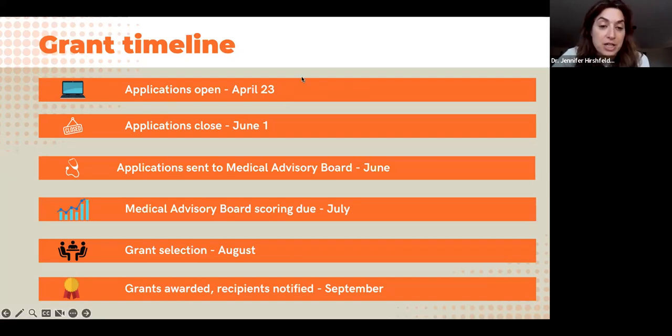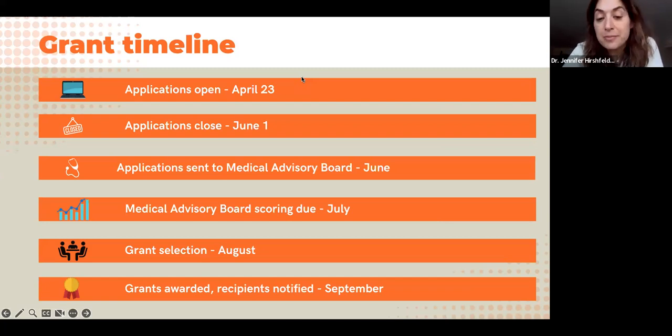Shortly thereafter, these applications are sent to our medical advisory board. They have the opportunity over the course of 3 to 4 weeks to score based on the scoring system that we discussed prior. After those recommendations are made, our board of directors meets to define the recipients of the grants. That occurs around August. And then our goal always by September is that recipients are notified and those grants can be dispersed.